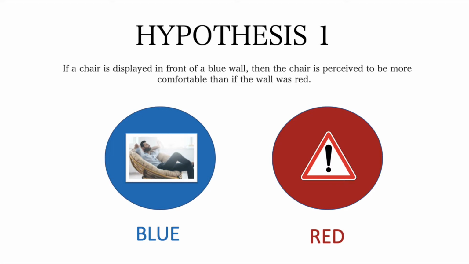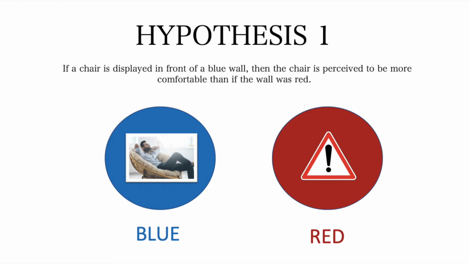If a chair is displayed in front of a blue wall, then that chair is perceived to be more comfortable than if the wall was red. Having the color psychology theories in mind, we can imagine a situation where we display our chair in front of a solid color wall and ask people how they perceive this chair. We can expect the answers to vary if we change the color of the wall, keeping the chair and the rest of the decor the same.